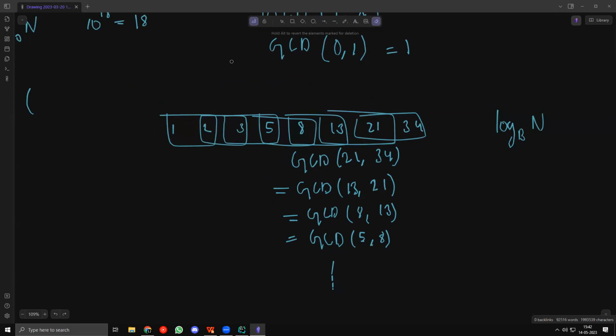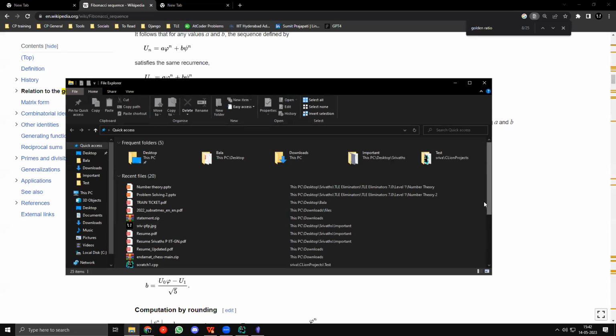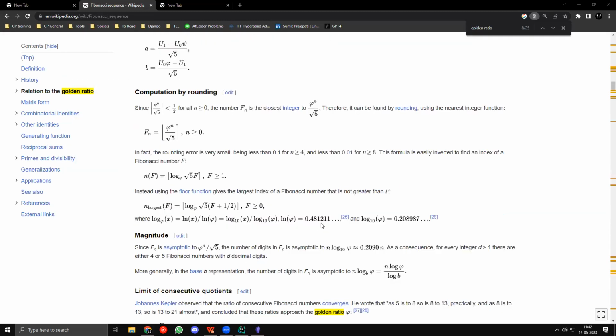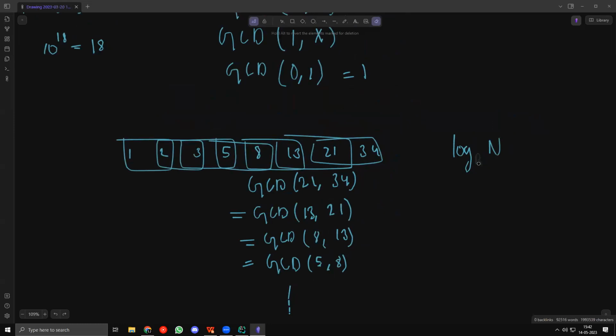Will base b be constant? Yes, it will be constant. It's something related to the golden ratio. I'm not very sure. Then why are we concerned about that? If it is constant, then we can remove it. Oh yeah, we can actually remove it.